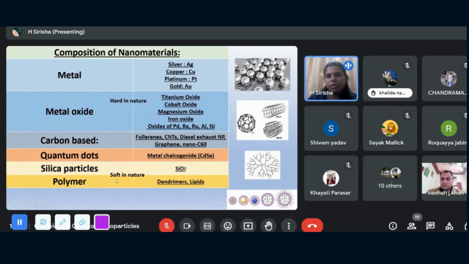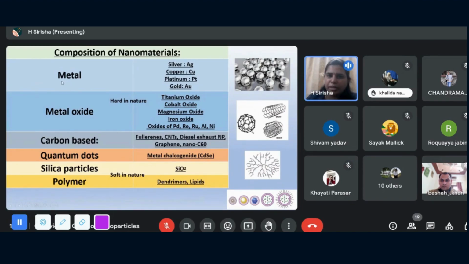Due to its soft nature, it can form these liposomes in this diagram. What we can see is the drug molecule, and this drug molecule is in a liposome. This is a dendrimer, and this is a C60 molecule, a single wall carbon nanotube. These particles are produced and synthesized in the laboratories.